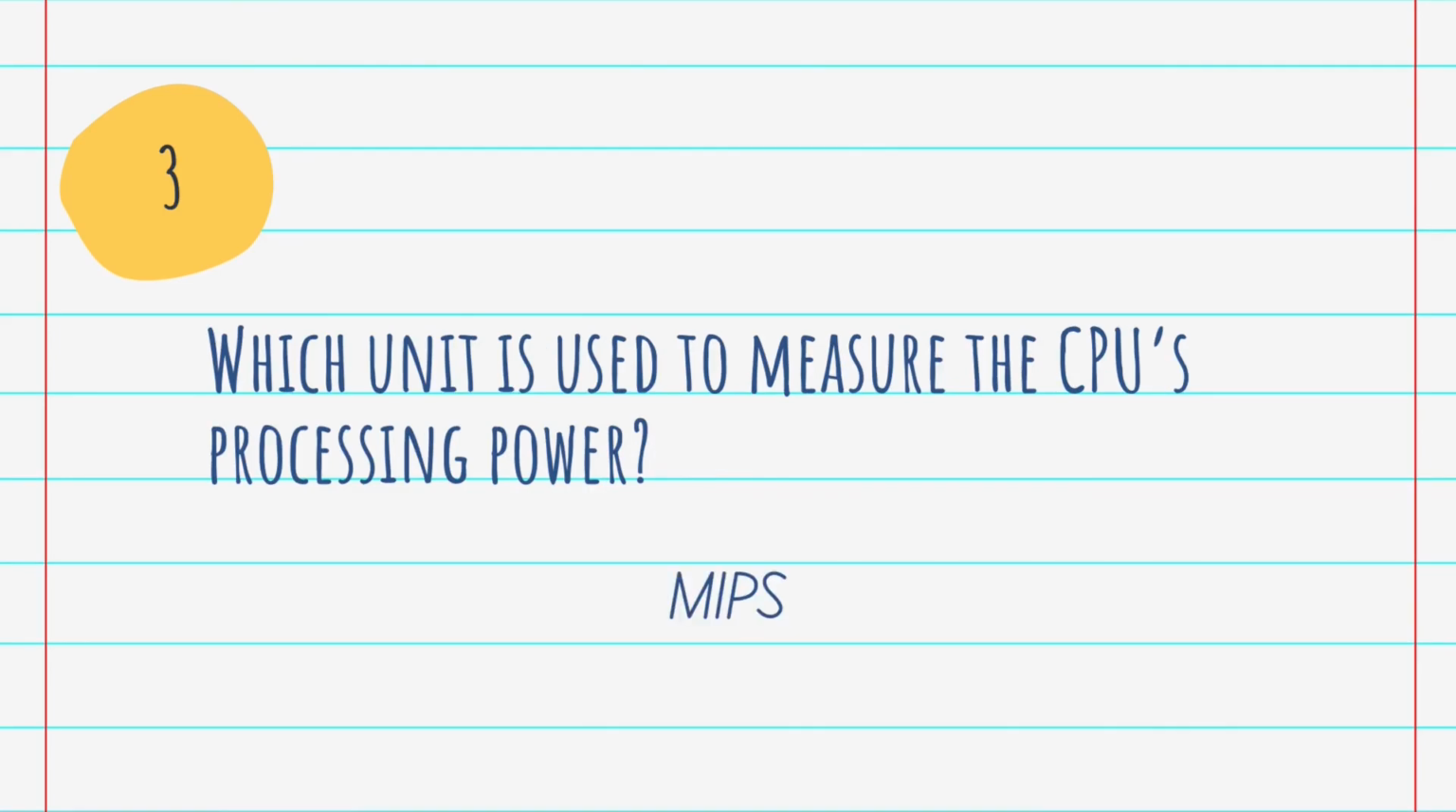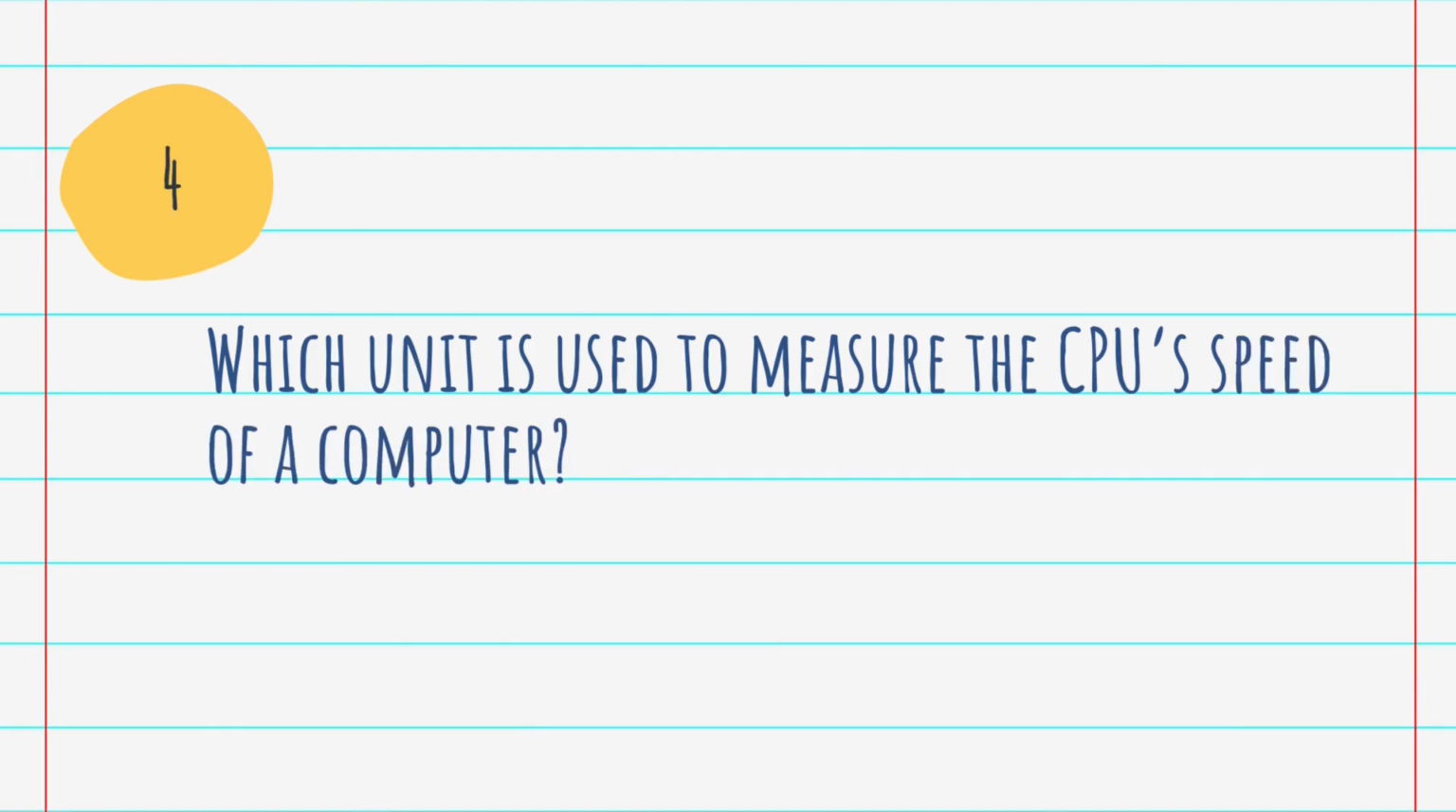Question number 3. Which unit is used to measure the CPU's processing power? Answer is MIPS. MIPS stands for million instructions per second, which is used to measure the CPU's processing power. Question number 4. Which unit is used to measure the CPU speed of a computer? Answer is IPS. IPS stands for instructions per second, which is used to measure a computer's processor speed. Don't get confused between CPU's processing power and CPU speed. Both are measured with different units.